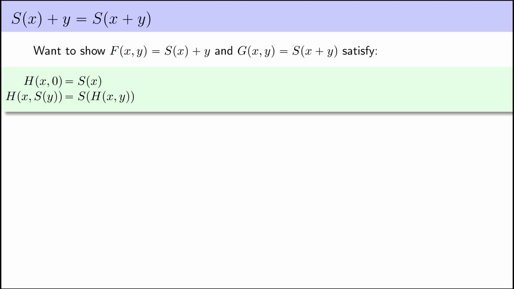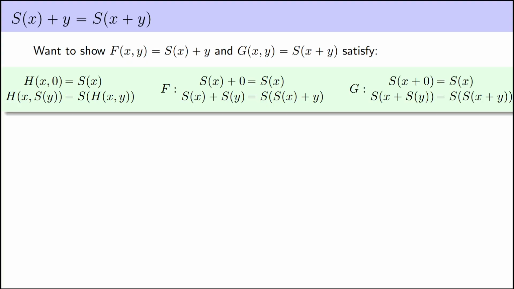h of x, 0 is the successor of x, and h of x, the successor of y, is the successor of h of x and y. Plugging the left-hand side in for h, this requires showing that the successor of x plus 0 is equal to the successor of x, and the successor of x plus the successor of y is equal to the successor of x plus y. And plugging the right-hand side in for h, this requires showing that the successor of x plus 0 is equal to the successor of x, and the successor of x plus the successor of y is equal to the successor of x plus y.